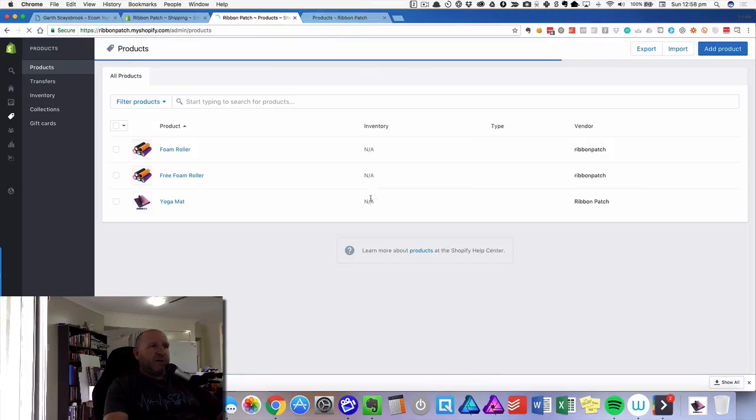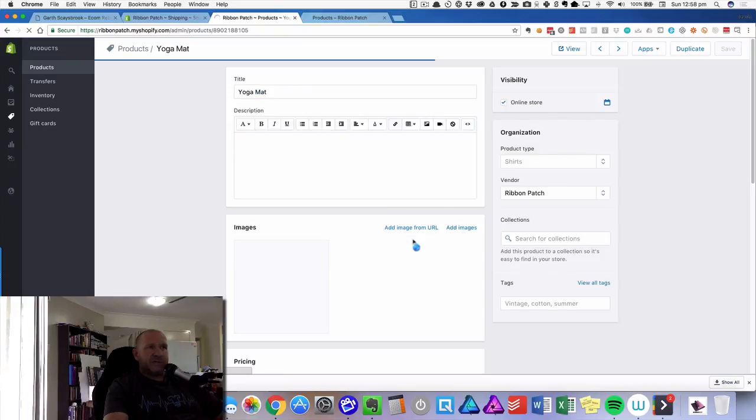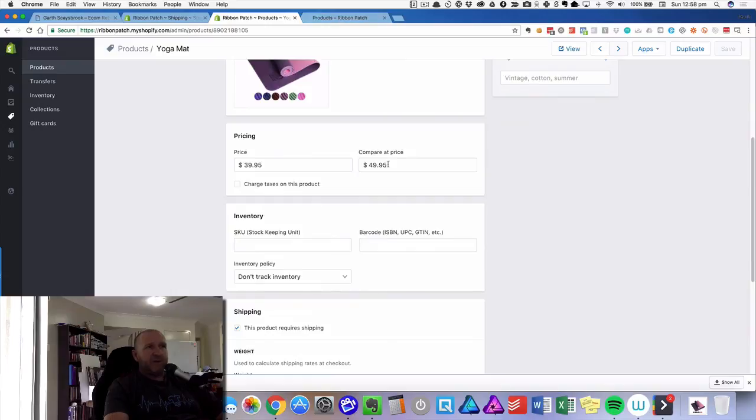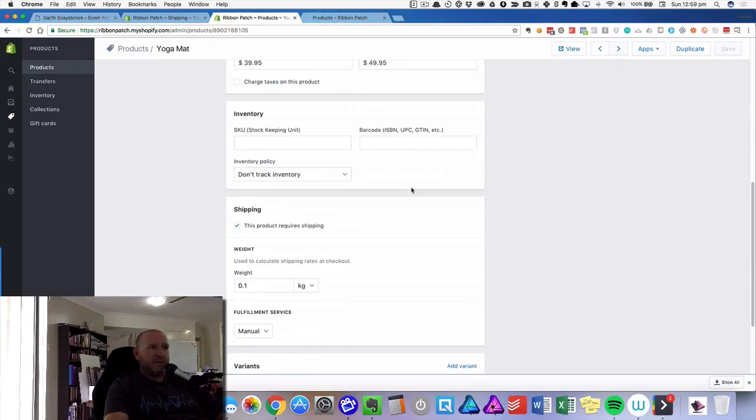And then we have a look at a related product, the yoga mat. Because it's a standard product, we're not doing free shipping on it. We've got the pricing, we've got the compare-to pricing, so saved about $10, and we've got it at 0.1 as well.